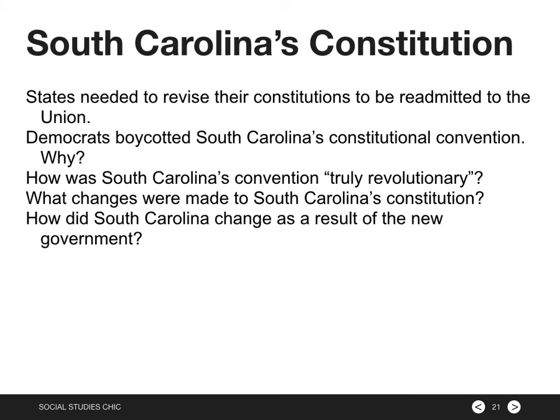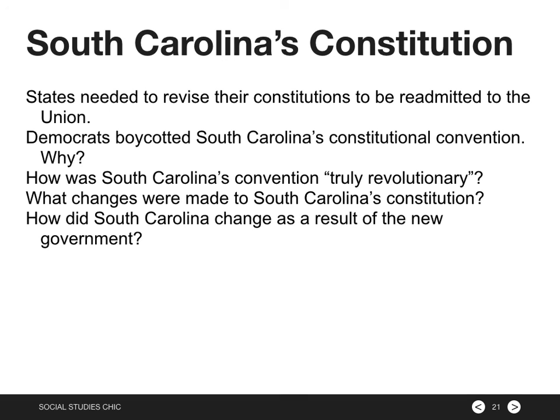South Carolina's Constitution. States needed to revise their constitutions to be readmitted to the Union again. Democrats boycotted South Carolina's Constitutional Convention. You might want to ask yourself why they would want to do that, and then make sure you come up with a list of reasons why from your reading.